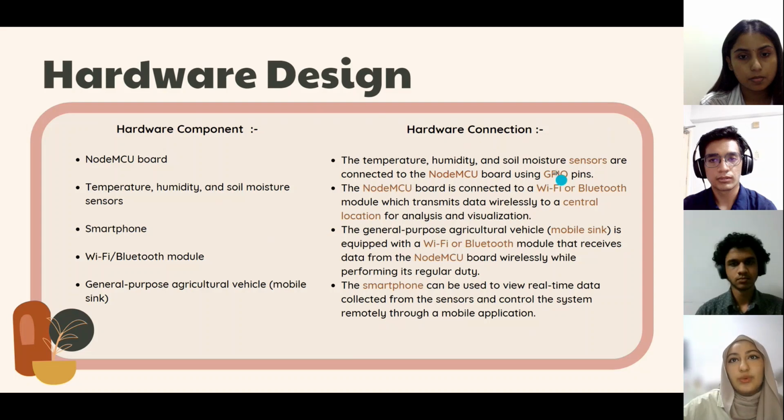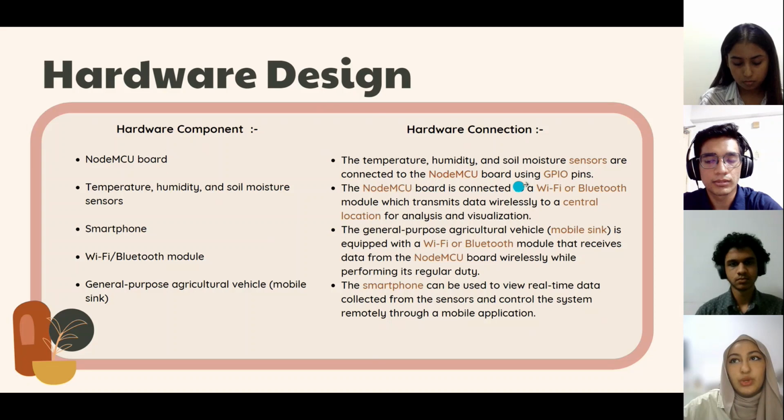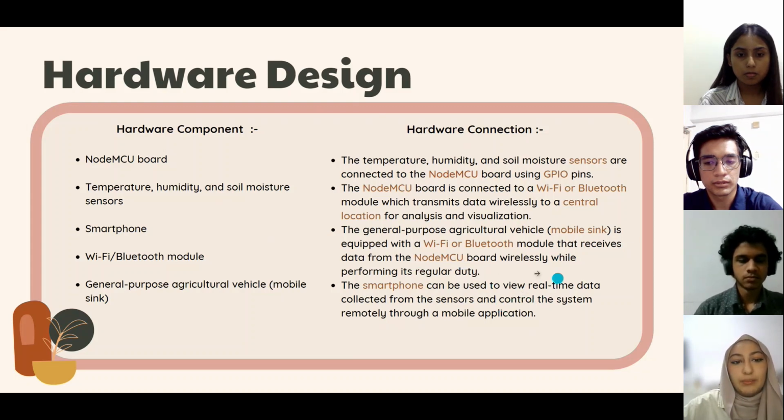How are these hardware components connected? The sensors are connected to the Node MCU using GPIO pins. The Node MCU board is connected to the Wi-Fi and Bluetooth, which later will transmit wirelessly to the central location. The mobile sync is equipped with a Wi-Fi or Bluetooth module, which will receive the data from the board. Later on, the smartphone is used as the interface of the system.